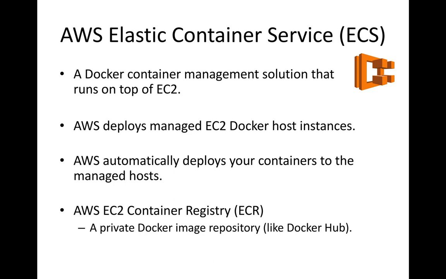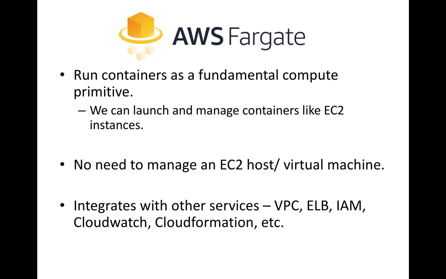So that's ECS. The second service we'll take a look at briefly is a relatively new service called AWS Fargate. This service was launched in late 2017. I haven't had a chance to really use it much yet, but it's interesting because essentially AWS is allowing you to create containers and then deploy those containers as a fundamental compute primitive, just like an EC2 instance.